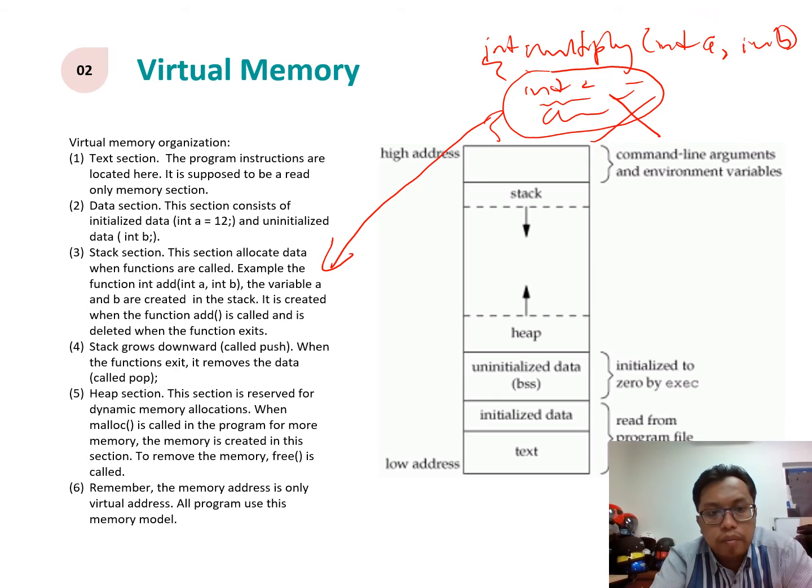The fifth section is the heap section. This is for dynamic memory allocation, which is something that we will learn later. You need the function called malloc to use the memory for dynamic memory allocation. When you finish using the dynamic memory allocation, you have to free it using the function free.